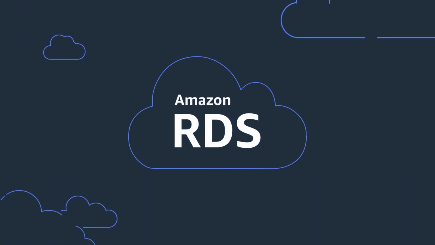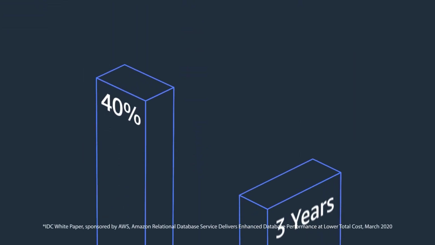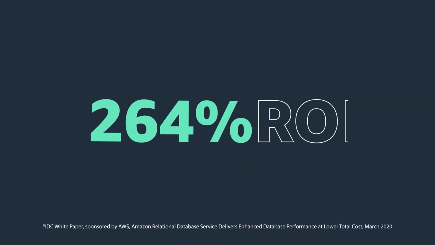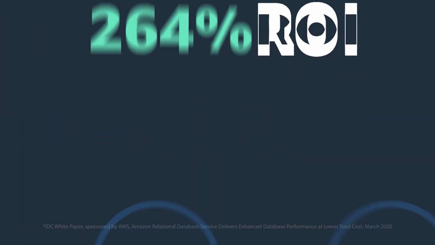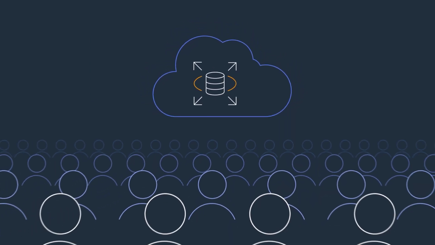It's no wonder that, according to IDC research, RDS customers have lowered their relational database operating costs by an average of 40% over 3 years, achieving an ROI of 264%. Hundreds of thousands of AWS customers use Amazon RDS today.